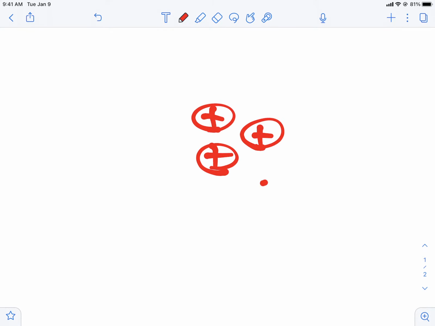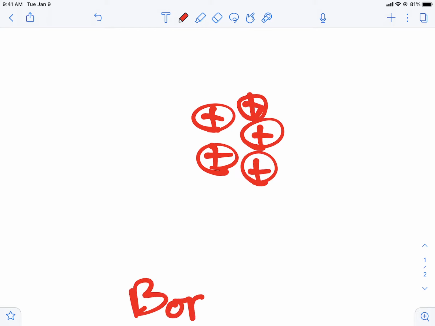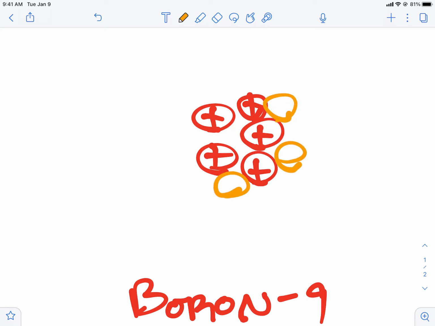2, 3, 4, and 5. Now we're going to say that this boron has a mass of 9. So I'm going to add in 4 neutrons. Okay, so there's my nucleus of my boron. I have 5 protons, which makes it boron, and I have 4 neutrons, which makes it boron with a total mass of 9, because 4 plus 5 equals 9.